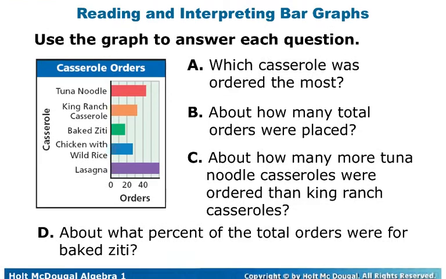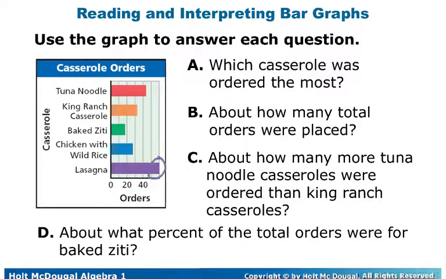So, when we read and interpret a graph, and this is what your assignment will also be like, we're going to use the graph to answer each of the questions. In this first one, we're looking at a graph that has casserole orders. This is the type of casserole, just something that usually has noodles that you bake in the oven. And over here we've got our orders, so how many people ordered that casserole. Must be at a restaurant or something. Alright, the first one: which casserole was ordered the most?